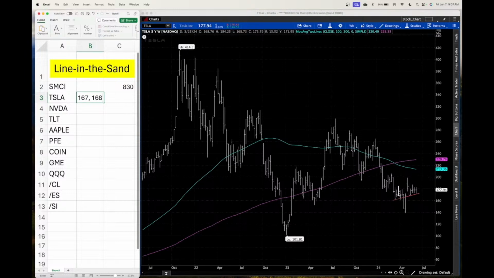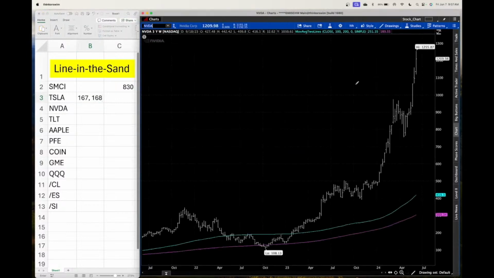Now again, people may call this a head and shoulders. Just think about this as big, big, big support. Moving on. Now when stocks start moving like this, it's really tough to find a line in the sand, right? Weekly.